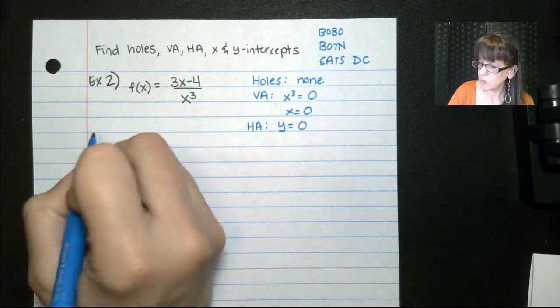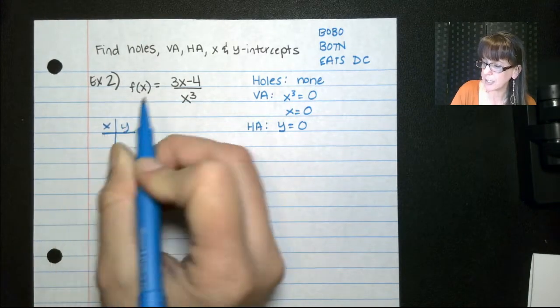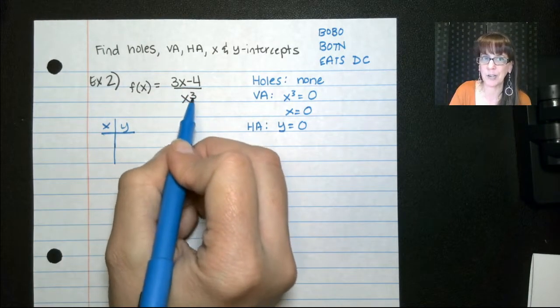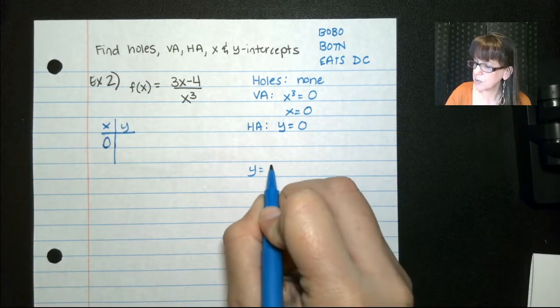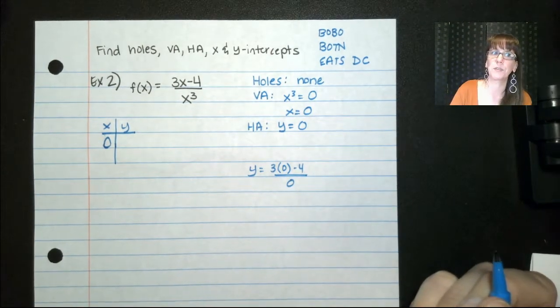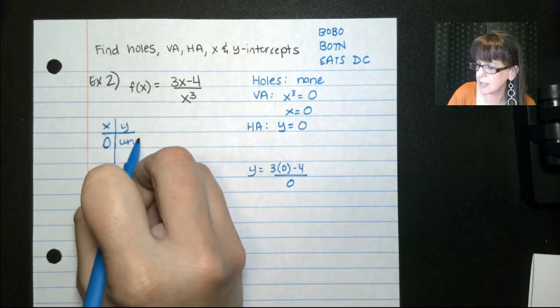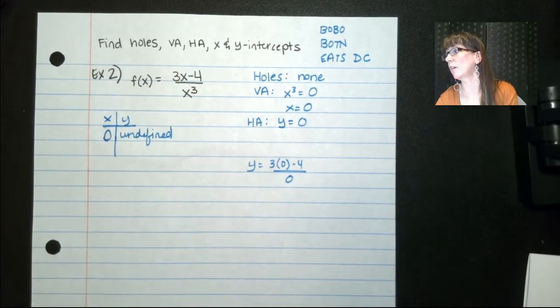Okay, let's find our x and y intercepts. And again, I think it's easiest to start my XY chart. I start by plugging in 0 for x, because if I do that, you'll see I get y equals 3 times 0 minus 4 over 0. Ooh, over 0 means undefined. So we're going to say undefined, or not available. Like, we just don't have one in that case.